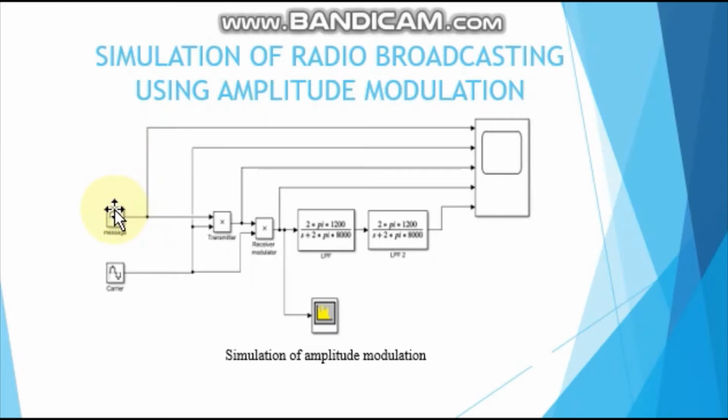It consists of message signal, carrier signal, transmitter, receiver, and low-pass filter, which is LPF. And this is the scope that is used to generate the waveform of the system. The waveform produced is the message signal, carrier signal, AM signal, receiver signal, and recovered signal. And this is the spectrum analyzer that will produce the modulated signal in the frequency domain.